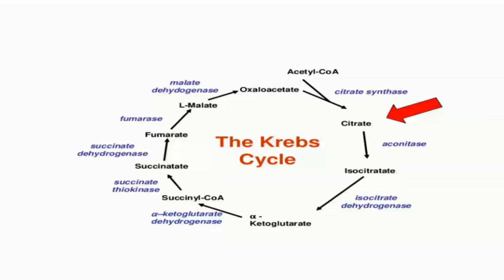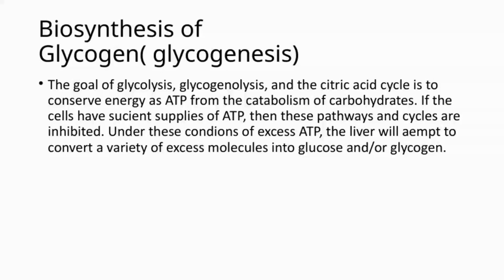The goal of glycolysis, glycogenolysis, and the citric acid cycle is to conserve energy as ATP from the breakdown of carbohydrates. When the cells have enough ATP, these pathways are actually turned down or inhibited. It's like the cell recognizes it has enough energy and doesn't need to produce more. In those situations of excess ATP, the liver shifts gears and starts converting other molecules into glucose or glycogen for storage. This is where biosynthesis of glycogen, or glycogenesis, comes into play. It's essentially the process of building up glycogen stores when energy is abundant.